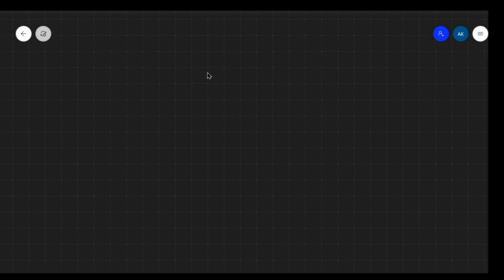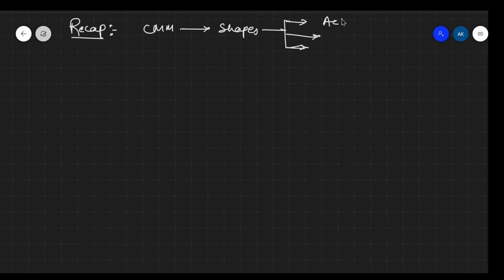So in the last couple of classes we discussed a few things about CMM, and let's recap. In the first class, we saw the overall layout in which we will be studying CMM. Then we studied what CMM is, which is coordinate measuring machine. Then what its principle was and how it works. In the process, we studied shapes, three different types of shapes. I will be repeating this again and again because it is very important. One was actual, then nominal, and substitute.